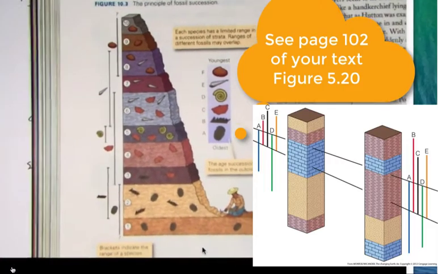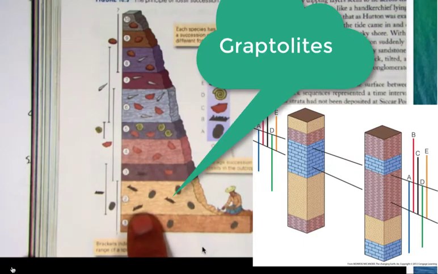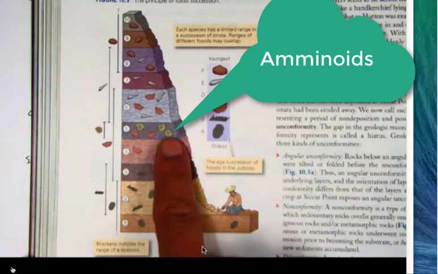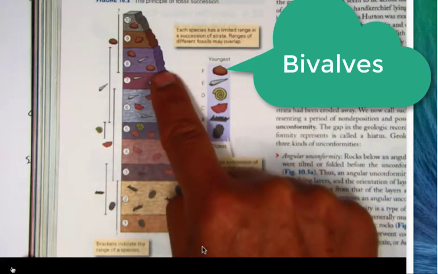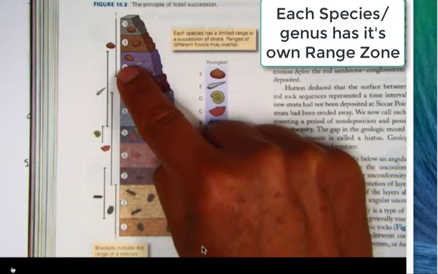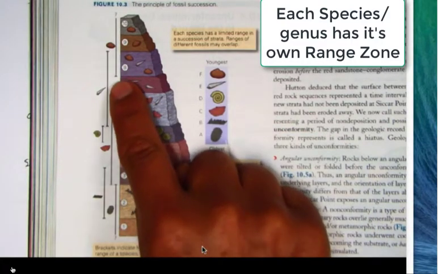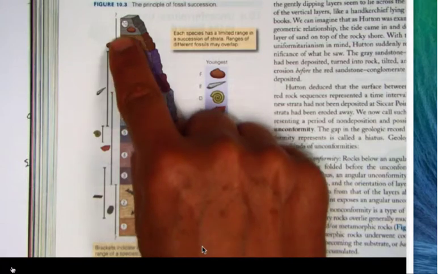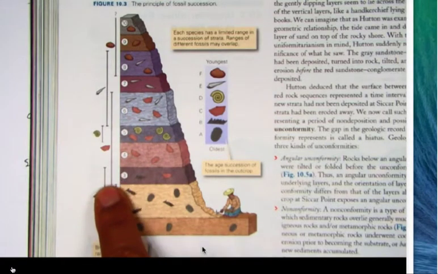On this figure, on page 310 of your text, or in chapter 10, note that there are trilobites, graptolites, brachiopods, ammonoids, some gastropods, some bivalves. And so you can see that each individual species has its own fossil range. For example, these bivalves first appeared in the fossil record at this point and continue on to the present. And then, for example, the graptolites appeared here at this level and have disappeared there. So these represent the fossil ranges.